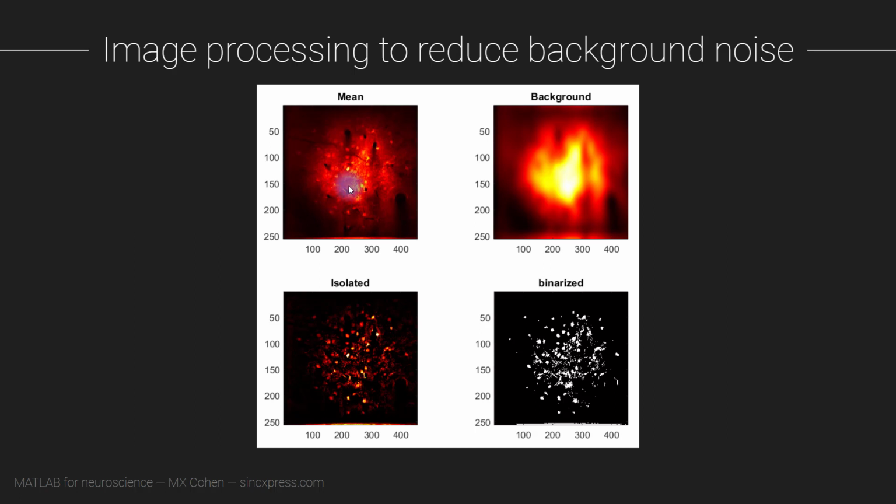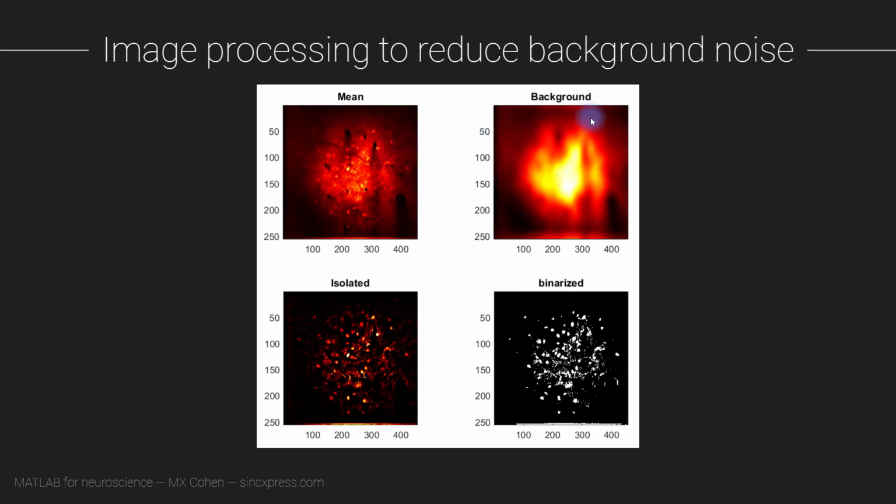The way that I'm going to go about that is by assuming that the background blur has a very low spatial frequency characteristic, whereas the cell bodies have a high spatial frequency characteristic. So I'm assuming that the blur is large and spread out, whereas the soma, the cell bodies that we want to identify, are local and have sharper edges.